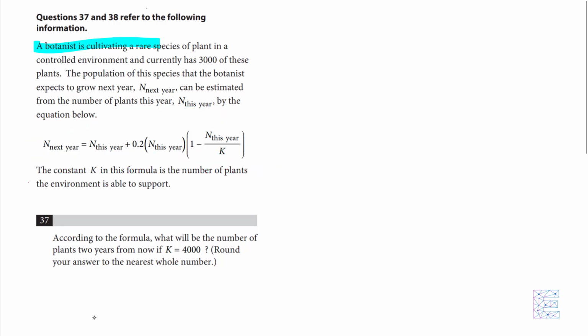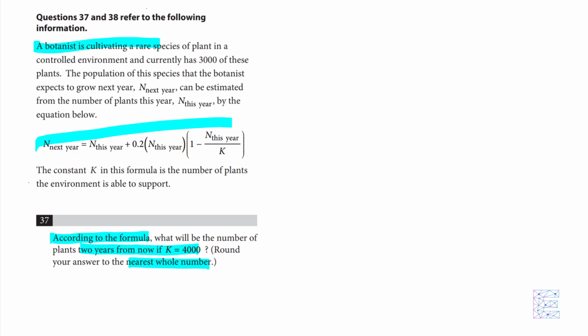So let's go on and read the question itself. According to the formula, what will be the number of plants 2 years from now if K equals 4,000? And we want to write the answer rounded to the nearest whole number. Okay, so to be able to answer this question, of course, we will be using this given equation right here.